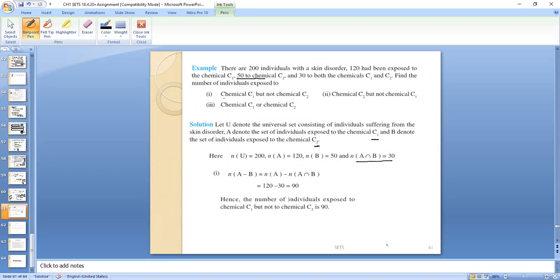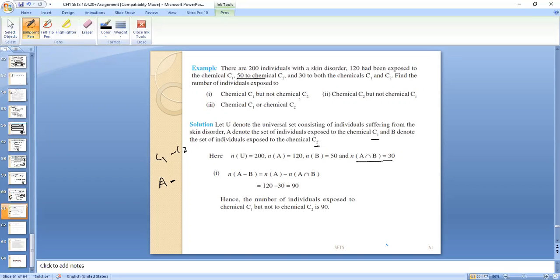We have to find the number of individuals exposed to chemical C1 but not C2. Chemical C1 is the set A, right? The number of persons exposed to chemical C1 is the number of elements in the set A, but not chemical C2. That means we have to subtract C2 elements from C1.